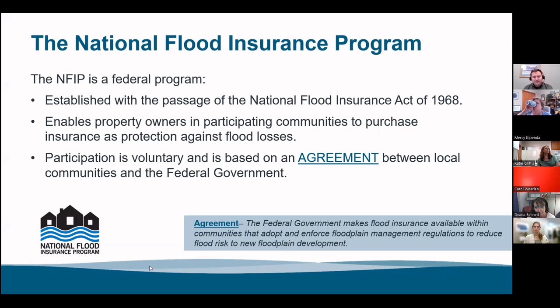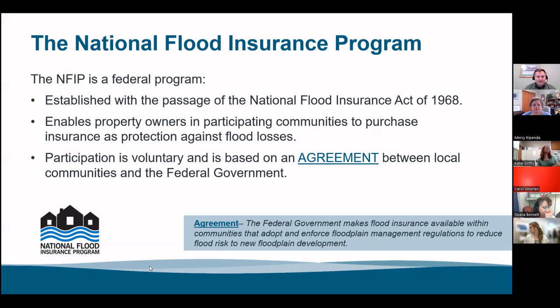So the federal government was sort of forced to step in, and they created this federal program that enables property owners in communities that participate to purchase federally backed insurance as that protection against flood losses. And the key term there being federally backed, so guaranteed payouts. Now, participation is based on an agreement between the local jurisdiction and the federal government. So there has to be some form of agreement in place between the two of them.